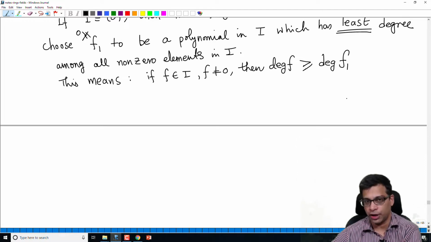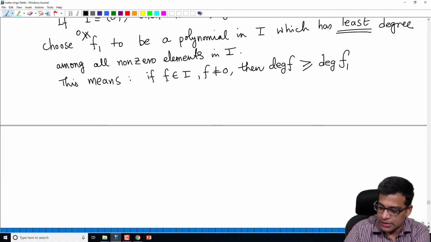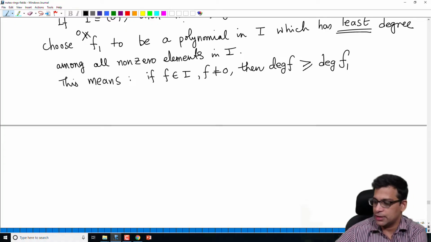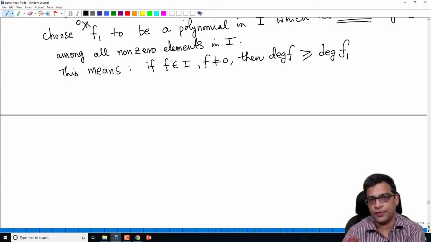Maybe it is equal to the degree of f1, that's allowed, but it cannot be strictly smaller, because if it is smaller, then the degree of f1 is not the smallest degree of an element in I. It has a smaller degree element, so we would pick that or even something smaller. So if f is in I and it is non-zero, then its degree is at least degree f1. Okay, so now we have chosen the first element.